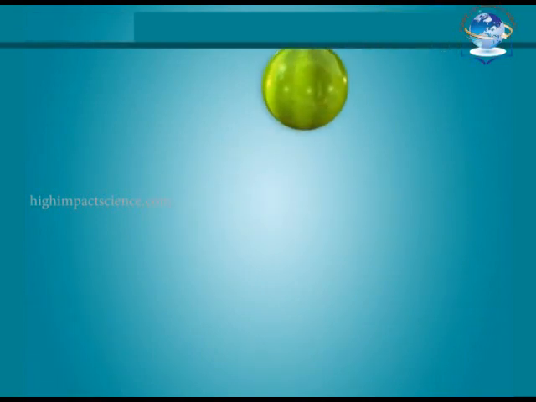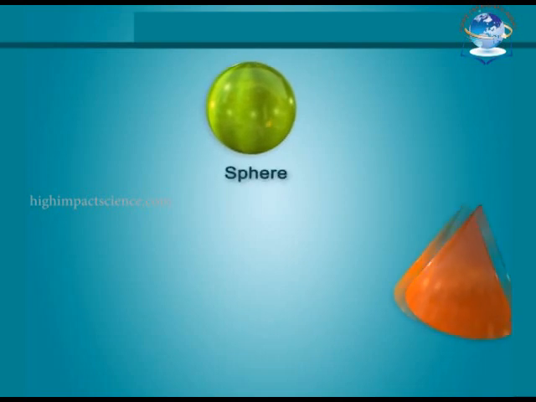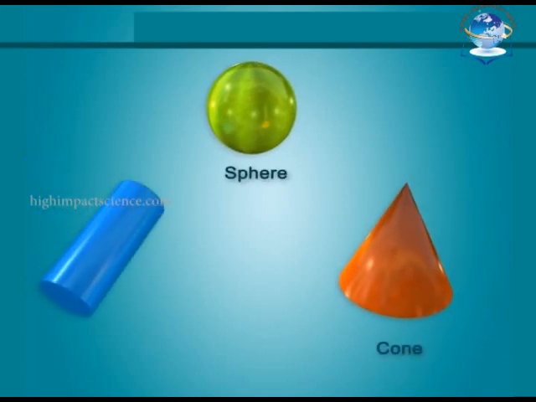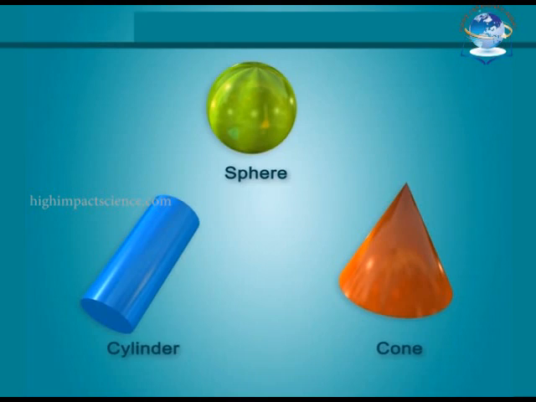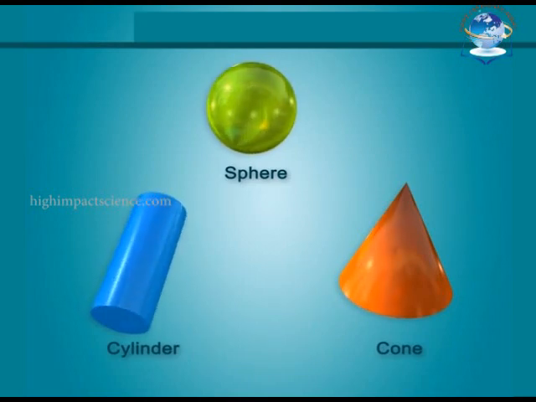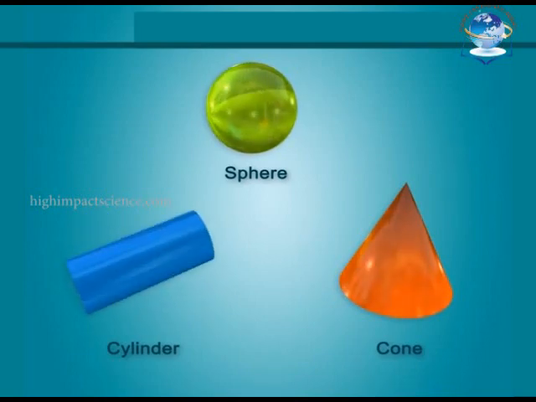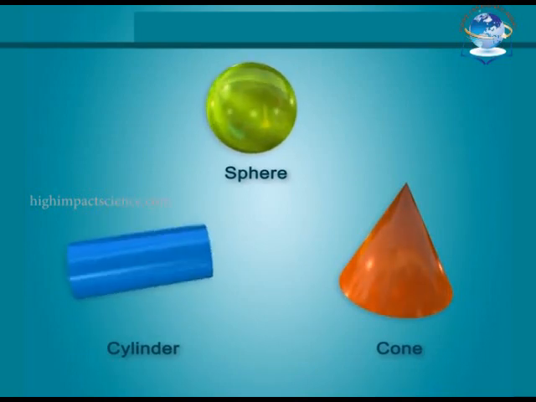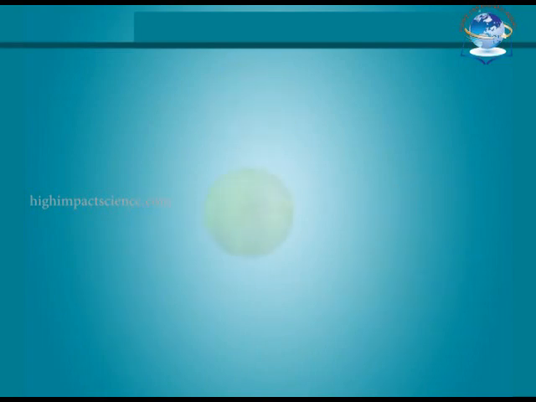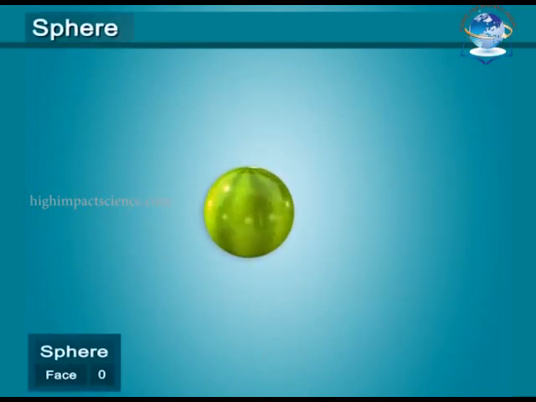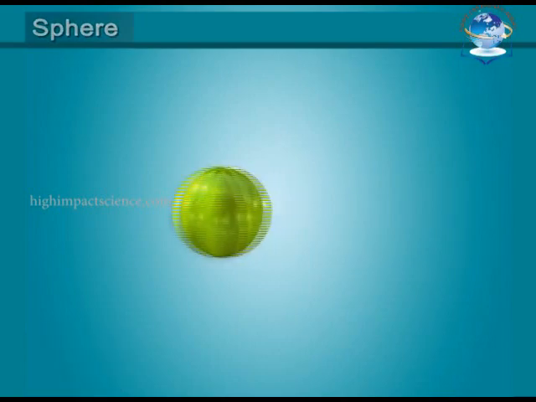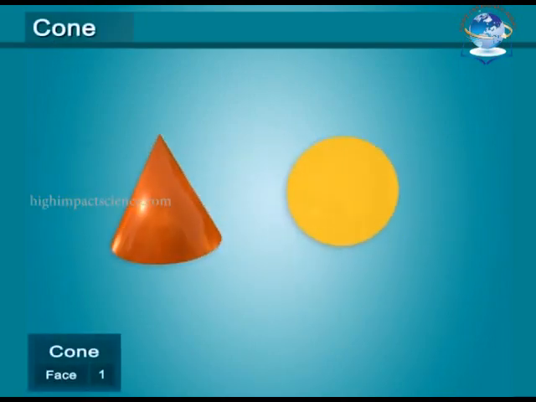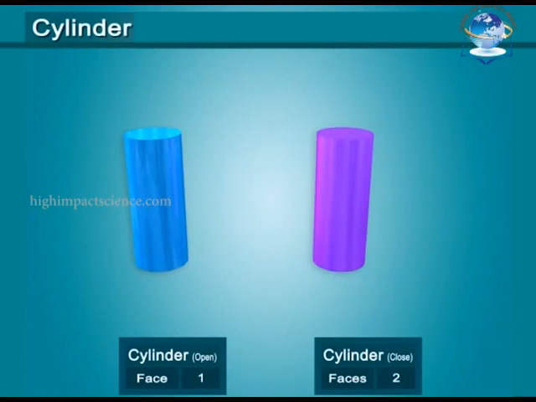More shapes: sphere, cone and cylinder are curved figures. So they neither have straight edges nor any vertices. As for faces, a sphere does not have a face. A cone has one circular face and a cylinder has 1 or 2 faces.